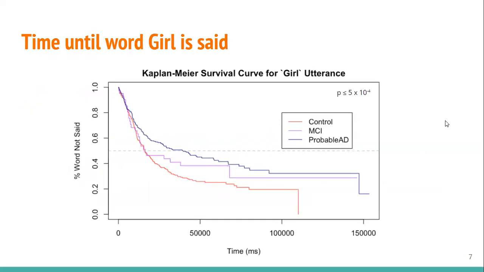Okay, so now we'll move into our results. So first we looked at the time until the word girl is said between the control, MCI and probable AD group. And what we see here is that while initially the three curves start going alongside each other, the probable AD group has its slope decreasing first, which indicates that they are saying the word more slowly. And then if you go back and look along the control and MCI, we see the same thing happening with the MCI curve lower down, which indicates that they slowed down but at a later point.